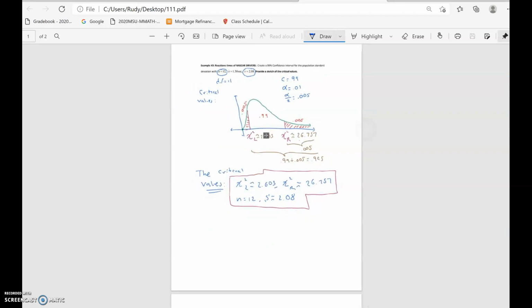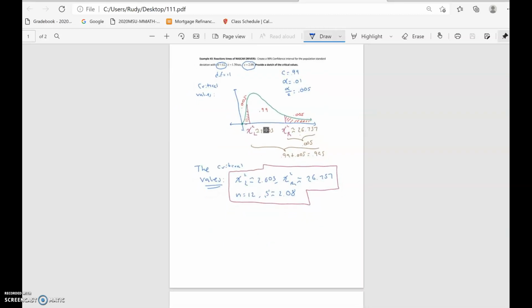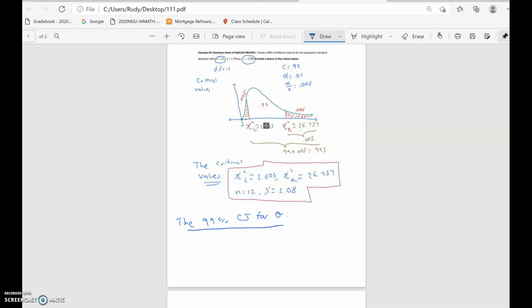Okay, let's move on to the last portion. In this case, we're just going to jump into the formula. This would be the 99% CI for the standard deviation sigma. It's going to be bounded by the following formula. Sigma is bounded by the square root of (n minus 1) s squared over the chi-square value on the left, and the square root of (n minus 1) s squared over the chi-square value on the right.